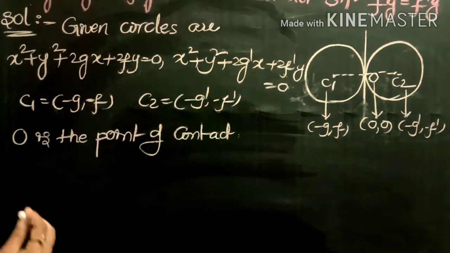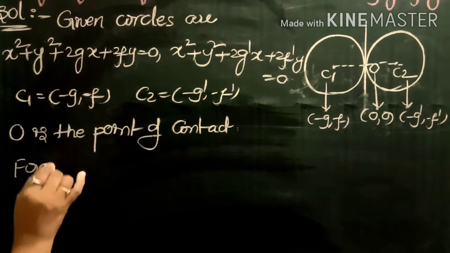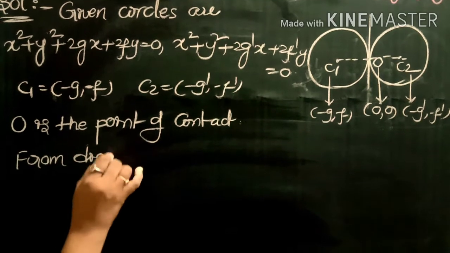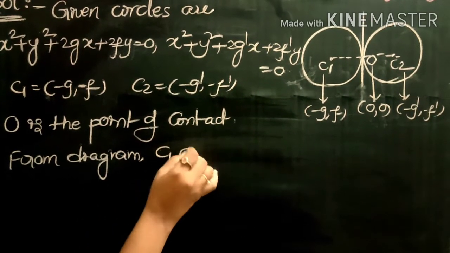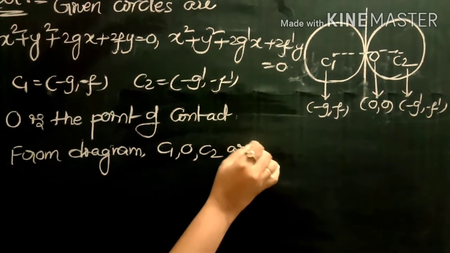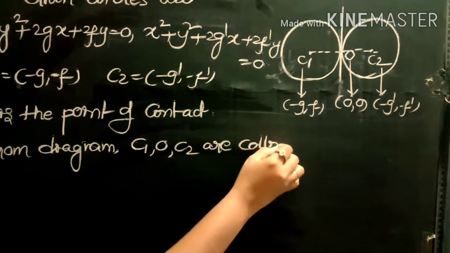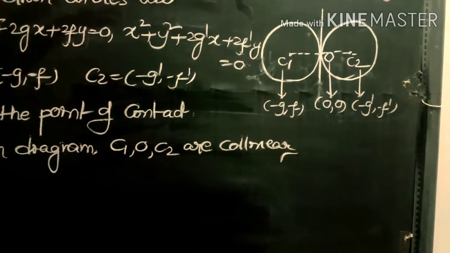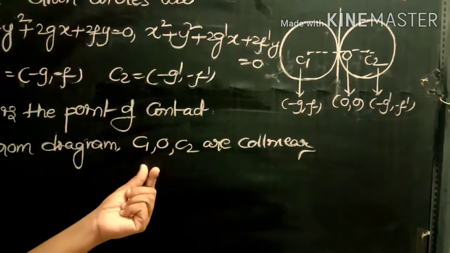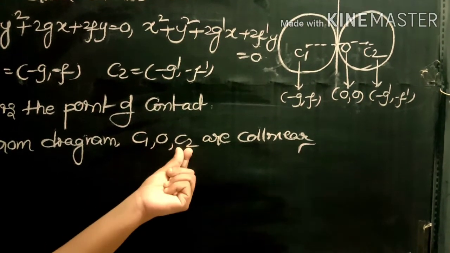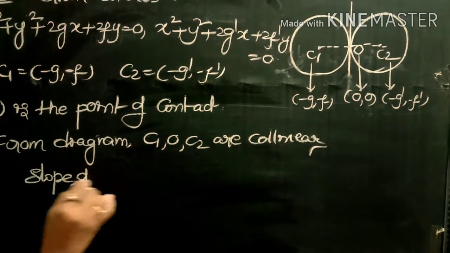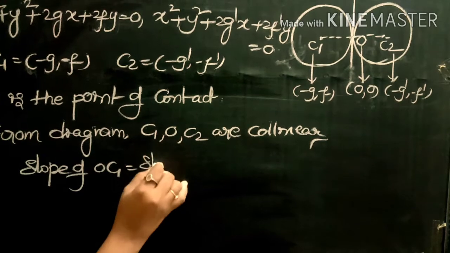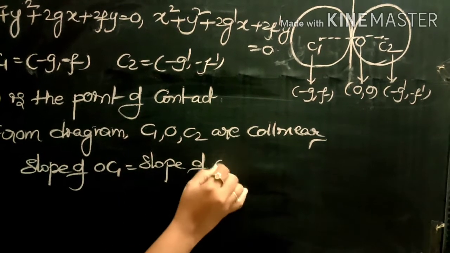Therefore, from the diagram, the points C1, O, C2 are collinear. The three points are collinear. Now we take the condition for collinear points. What is the condition for collinear points? Slope of OC1 is equal to slope of OC2.